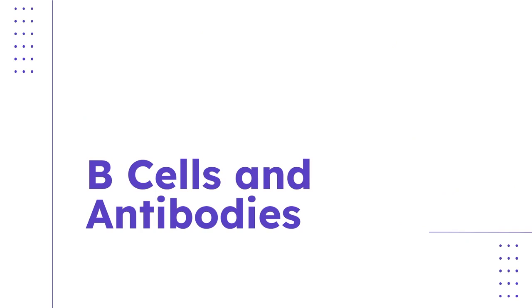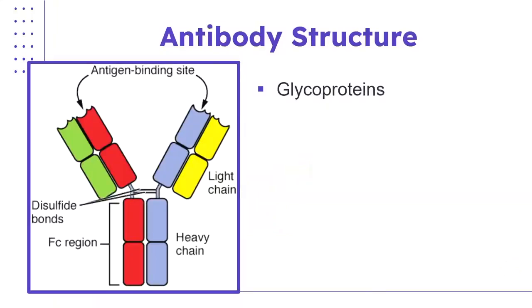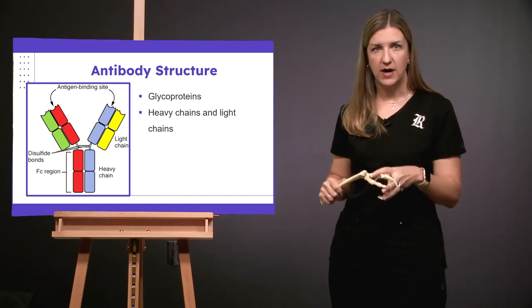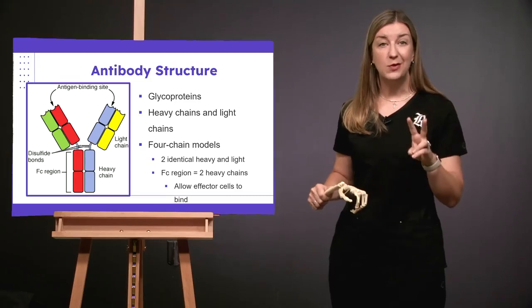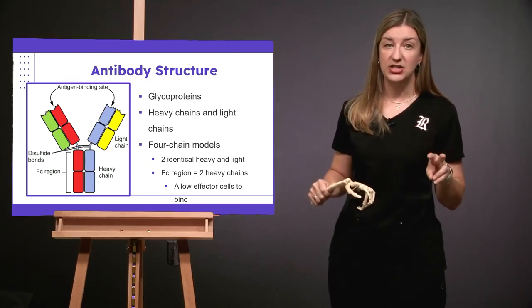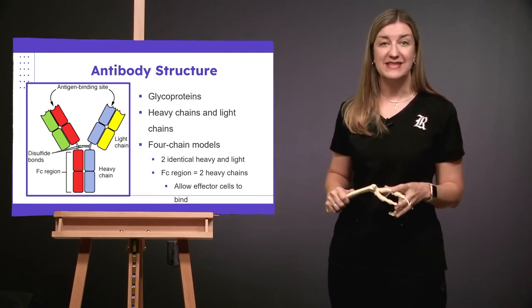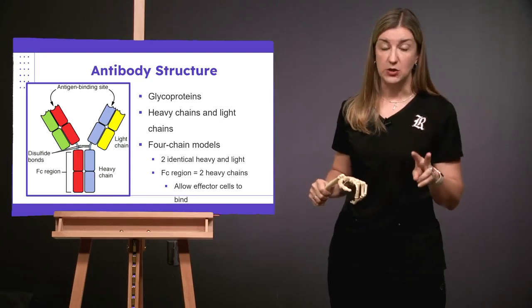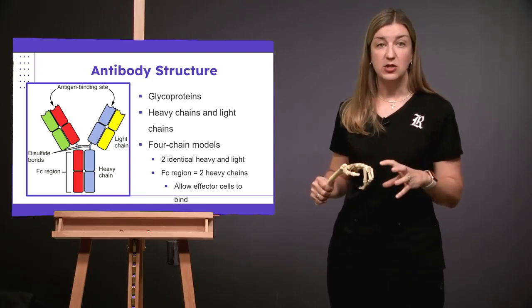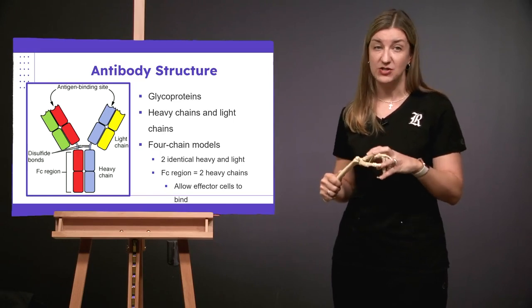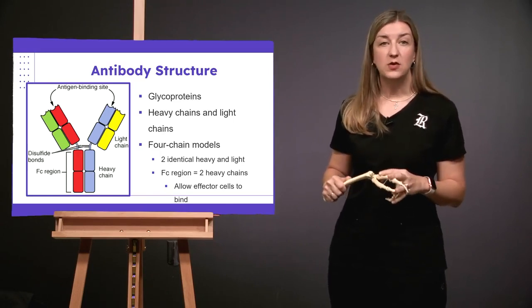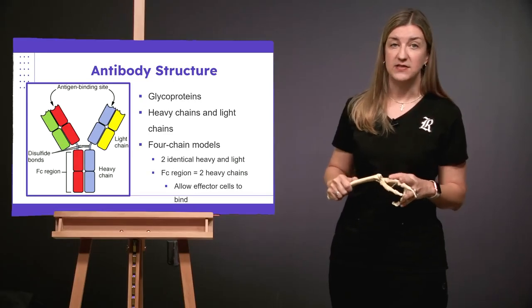From T cells and antigens, we will now move to a brief discussion about B cells and antibodies. Antibodies are glycoproteins. They have two types of polypeptide chains, heavy and light, to which carbohydrates are attached. These molecules have two identical heavy chains and two identical light chains, making a characteristic four-chain structure. Of particular importance is the Fc region, which is formed by the two heavy chains. Effector cells usually have Fc receptors and can bind to this Fc region. Two identical antigen binding sites are found opposite the Fc region.